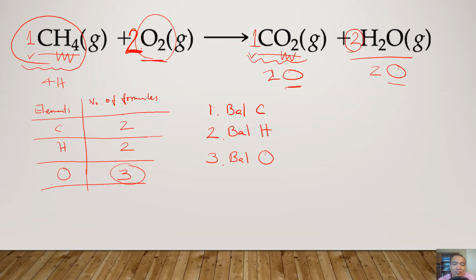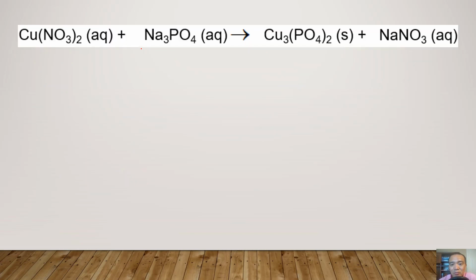All right. Let's look at another example. This example is more complicated. However, if you follow this method, you will be able to balance it with no problem. So we have formulas to begin with. Now we need to start finding out which element or elements is the most simple element. Do the same procedure. We write down the elements that you see in the reactants and products, and we want to put down the number of formulas it appears in.